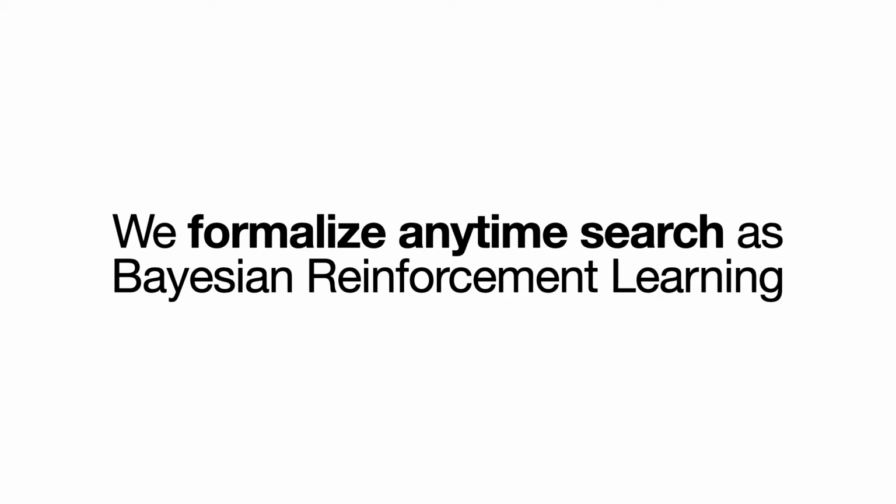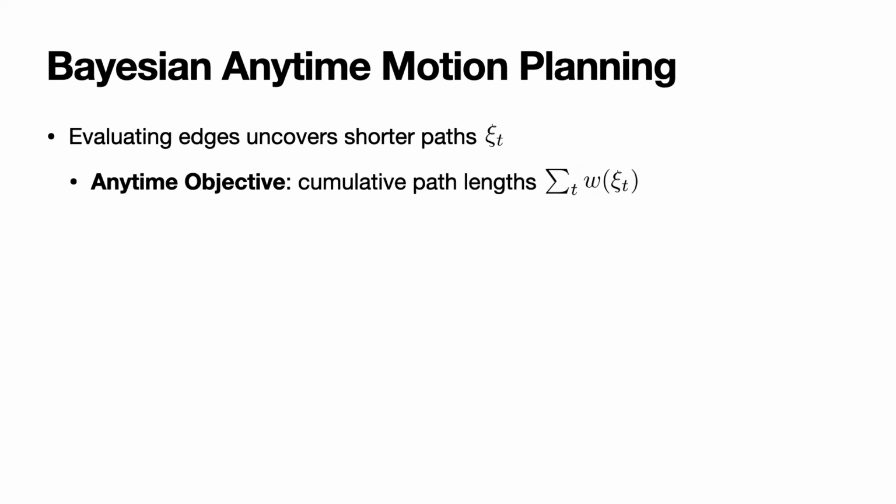Our key insight in this work is to formalize anytime search as an instance of Bayesian reinforcement learning. This novel formulation establishes equivalences between reinforcement learning and lazy motion planning problems considered in previous work. We focused on the fixed graph setting, where edges are lazily collision checked so their statuses are initially unknown. We defined the anytime objective to be the cumulative length of discovered paths as edges are evaluated. This penalizes an anytime algorithm for not finding a feasible path quickly, or taking too long to refine a suboptimal path.